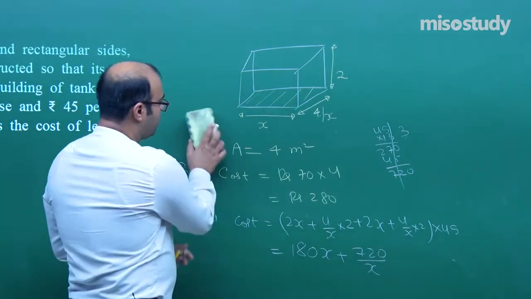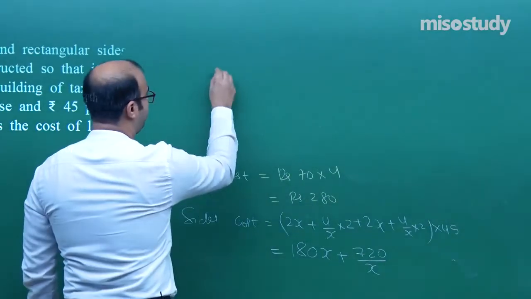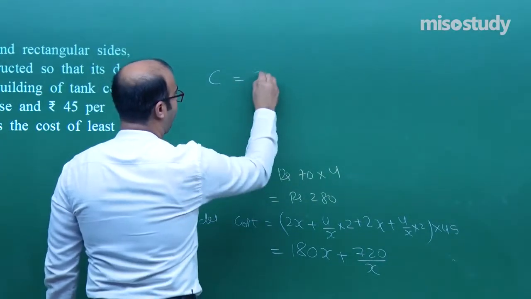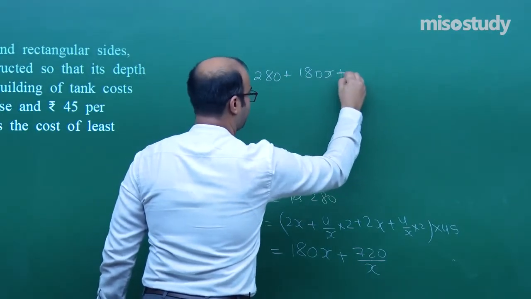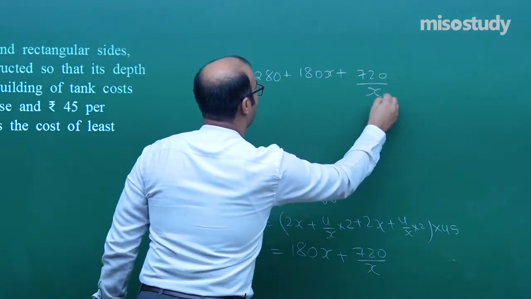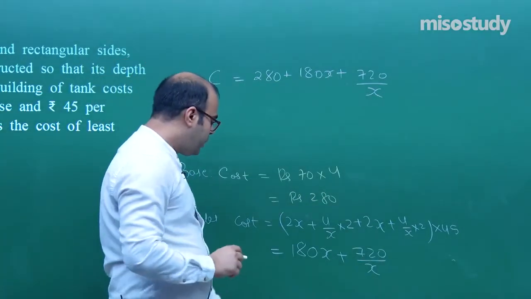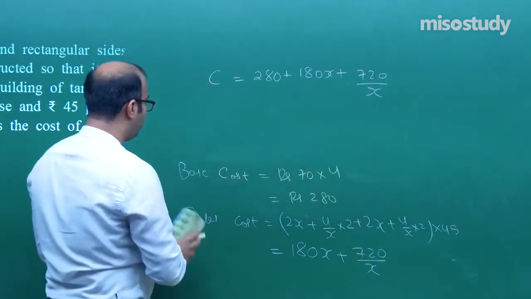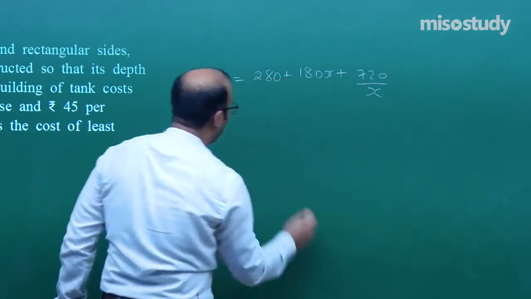So after knowing the cost of the base and the cost of the side, the total cost will be C equals 280 plus 180x plus 720 by x. Now you know that this cost depends upon x. What should this x be, which is the length of the rectangular base, so that we have the minimum cost?